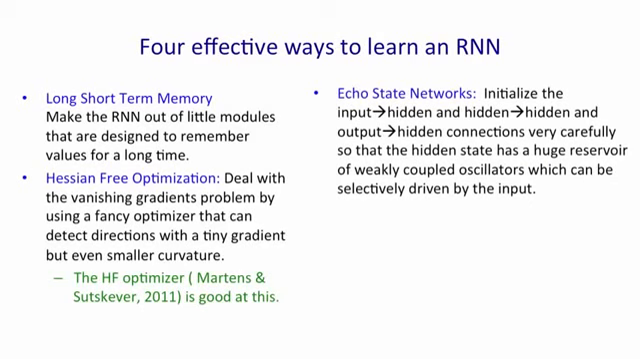The third method really kind of evades the problem. What we do is we carefully initialize the input to hidden weights, and we very carefully initialize the hidden to hidden weights, and also feedback weights from the outputs to the hidden units. And the idea of this careful initialization is to make sure that the hidden state has a huge reservoir of weakly coupled oscillators. So if you hit it with an input sequence, it'll reverberate for a long time, and those reverberations are remembering what happened in the input sequence. You then try and couple those reverberations to the output you want.